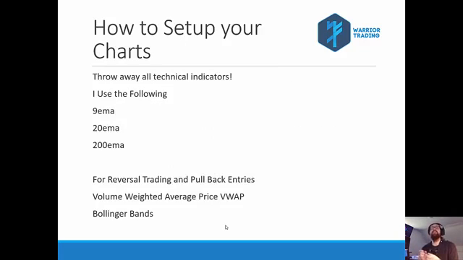All right, so to set up your charts, you're going to use the 9, the 20, and the 200 exponential moving averages and volume. That's it. If you like doing reversal trading and you like pullback entries, you can use the VWAP, the volume weighted average price, and you can use Bollinger Bands. I find those both helpful for that strategy.